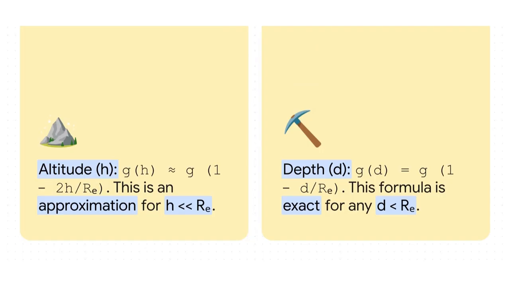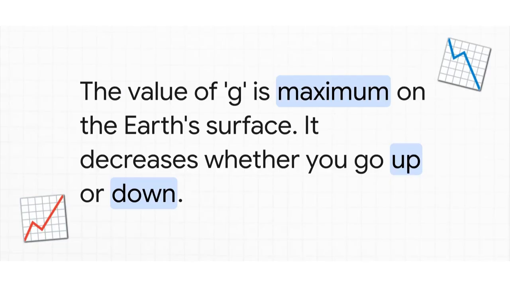Okay, pay close attention to this slide, because this comparison is key. To find g at some height h, we use the formula g times (1 minus 2h over Re). But, and this is a big but, be careful, this is just an approximation, and it only works for small heights. That's a classic trap in exam questions. Now, for depth d, the formula is g times (1 minus d over Re), and this one is exact. Notice that in both cases, g gets smaller. So the most important point to remember from all this is simple. The value of g is at its maximum right on the surface of the Earth.